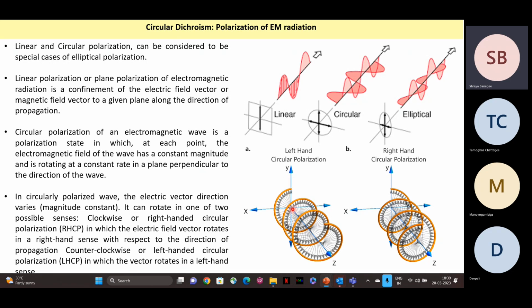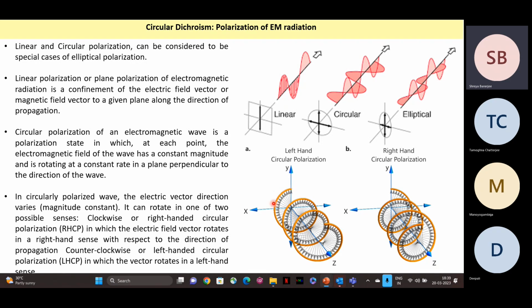So if you imagine these arrows, you can see these black arrows as the direction of vibration of the wave. Then the direction of the vibration of the wave is constantly changing, but the magnitude remains the same. So this is called circular polarization, in which the electric field vector changes its direction constantly, but its magnitude is constant. And it can rotate in one of two possible senses.